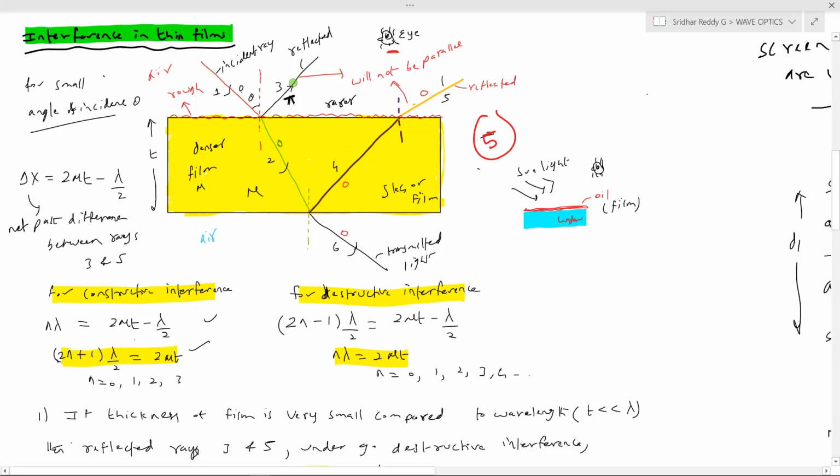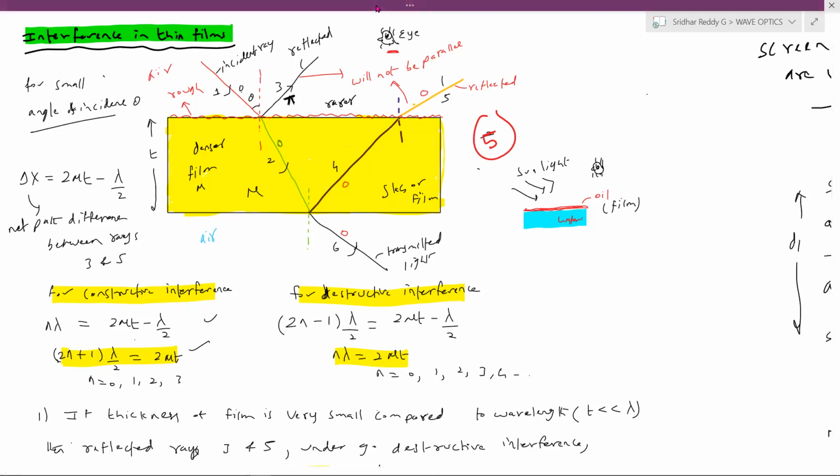Okay, now let's take the superposition of 3 and 5. Practically, what will happen? 3 and 5 will be parallel. If two rays are parallel, can they undergo superposition? Not possible. But sir, how are you showing that? You are showing they will not be parallel. But the I is present here. Here I wrote a comment also, they will not be parallel.